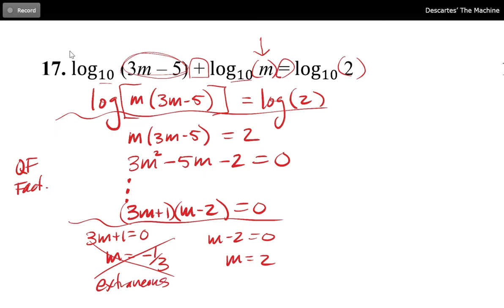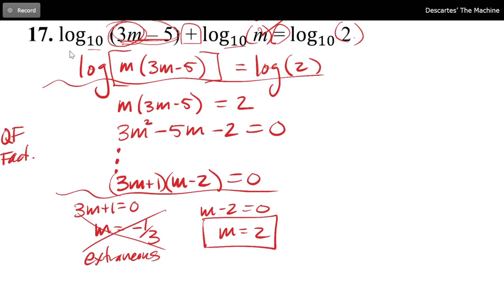Okay, what about this one? What about 2? If I put 2 into the first one, it becomes 3 times 2, which is 6. 6 minus 5 is still positive. That's okay. That one's all right, and then that one's just a constant. So yeah, my final answer then is just m is equal to 2. That's why you have to check your answers.